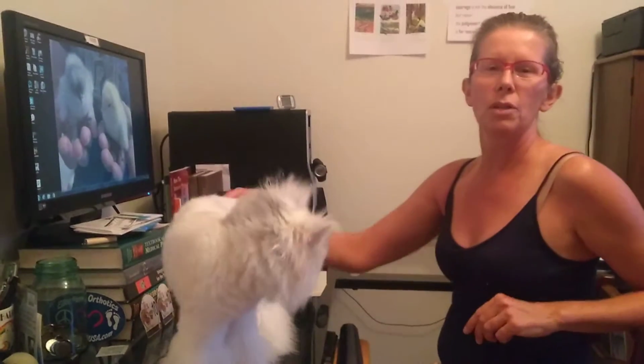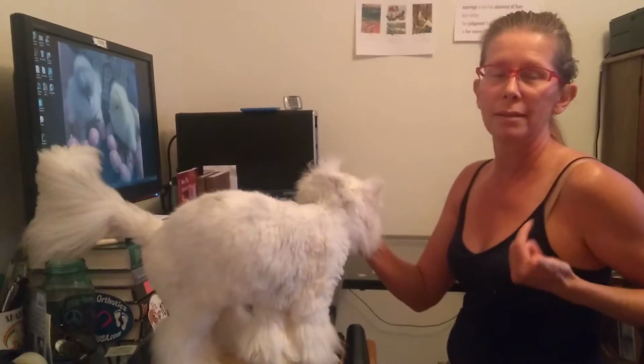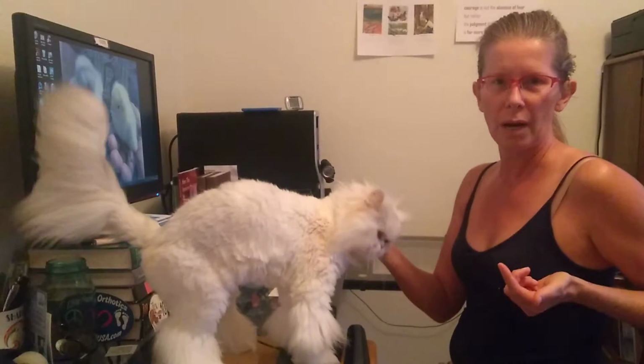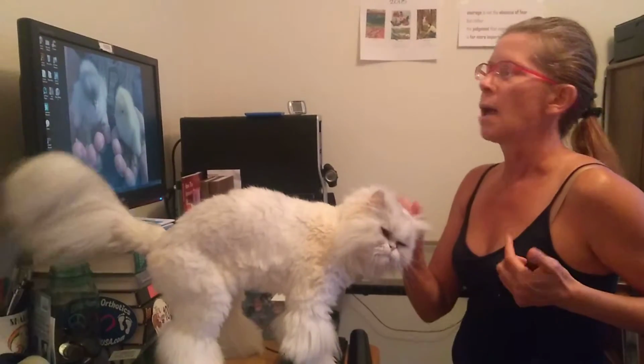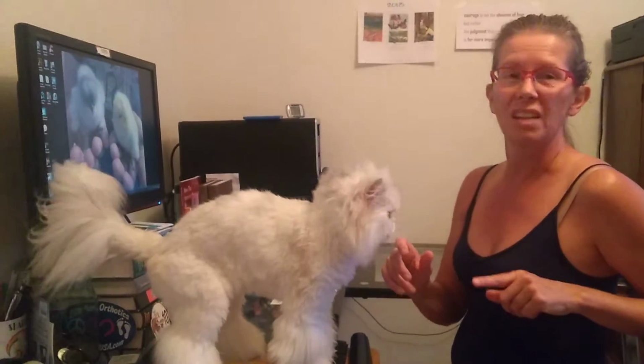All right, so the next thing we're going to talk about with posture is sitting at the computer and where your computer height should be, screen height should be, and also what you should be sitting on.